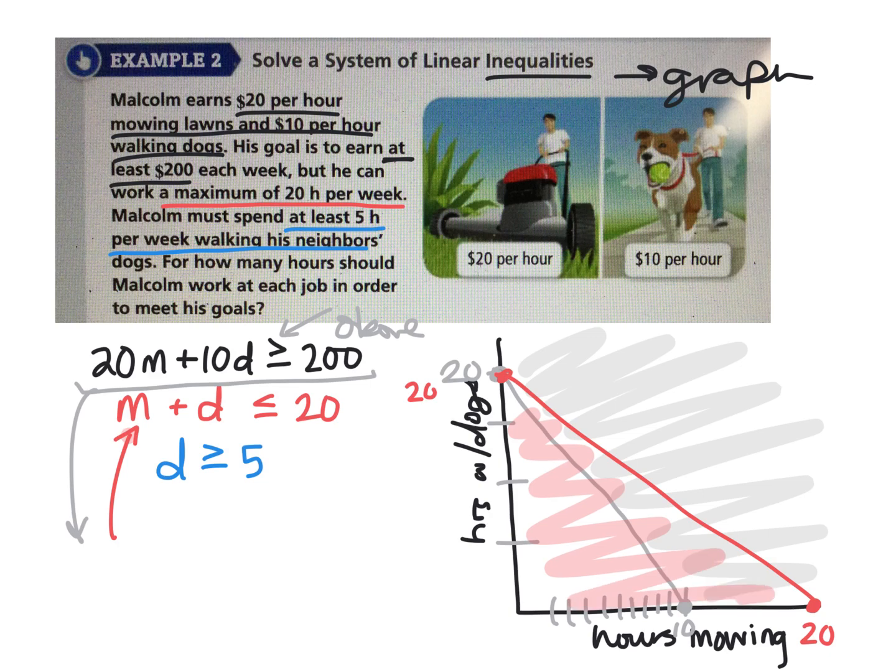And then lastly, we have this stipulation that he has to spend at least 5 hours walking the dogs. So on the dogs, we're going to have 5 hours that he's walking the dogs, and at least for this one means we're going to end up shading above.